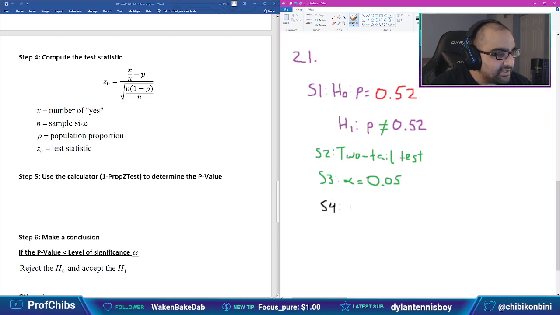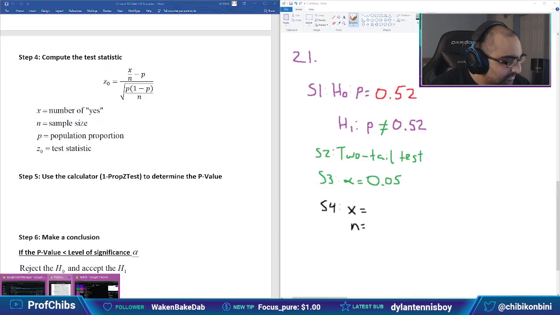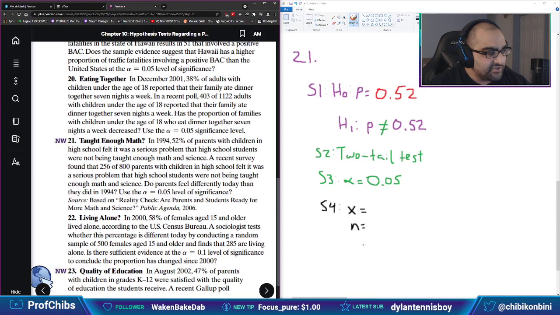So let's go ahead and mark down the information that we need here. We need x and we need n. Okay, so we need to figure out what both of those are. Let's go back to the problem here. Okay, so what is our x and what is our n? What is x equal to? What is n equal to?